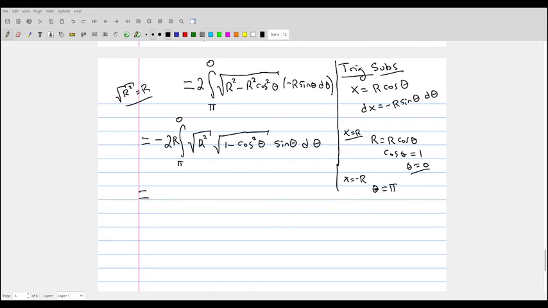We can also do this nice thing where you have a negative sign here, and whenever you multiply a definite integral by a negative number, the order of integration switches and the negative sign goes away. So this becomes 2 times r squared times the integral from 0 to pi of the square root of 1 minus cosine squared, which is sine squared, times sine of theta d theta.